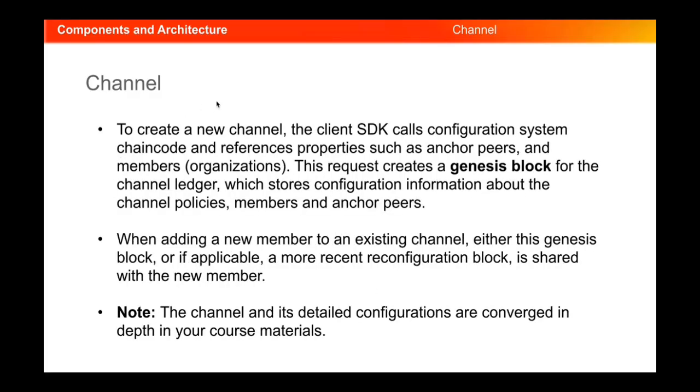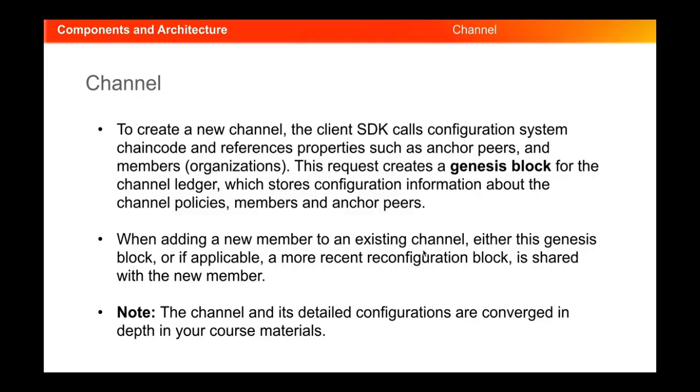Now let us see how you can create a channel. To create a new channel, the client SDK calls configuration system chain code and references properties such as anchor peers and members of the organization. This request creates a genesis block for the channel ledger, which stores configuration information about the channel properties or channel policies, members, and anchor peers. So in the practical section, we are going to see how we can create this Genesis block, and I'll also show the content of this Genesis block.